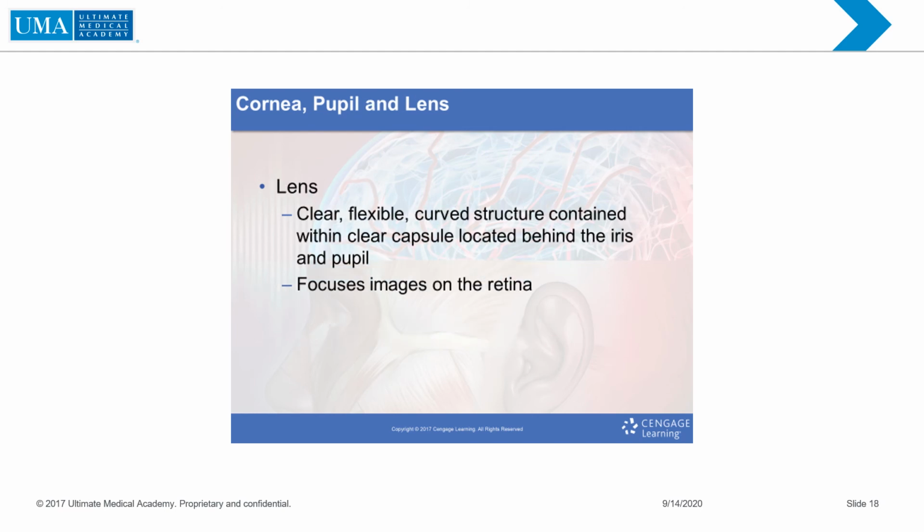And then we have the lens of the eye, and this would just be that clear, flexible, curved structure that allows us to focus on images, and this occurs on the retina. The lens is contained within a clear capsule, and this is located behind the iris and the pupil.